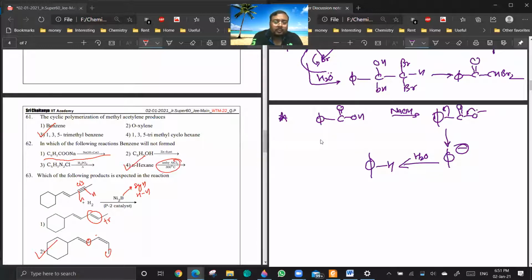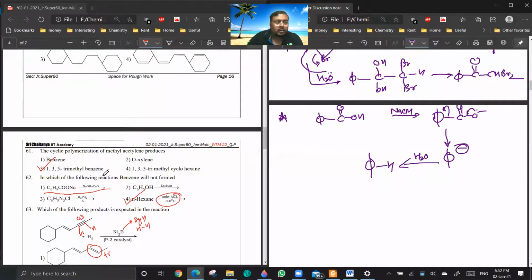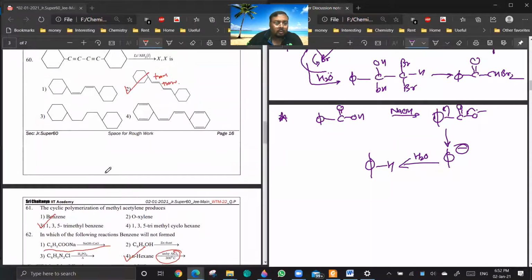You are not supposed to mug up everything. If you have followed the reaction mechanism, it will be easier. Is it clear? So can you give the product for the fourth one? The fourth one will not react with AlCl3. Alkanes do not react with AlCl3. 61 is not a doubt? No, sir.